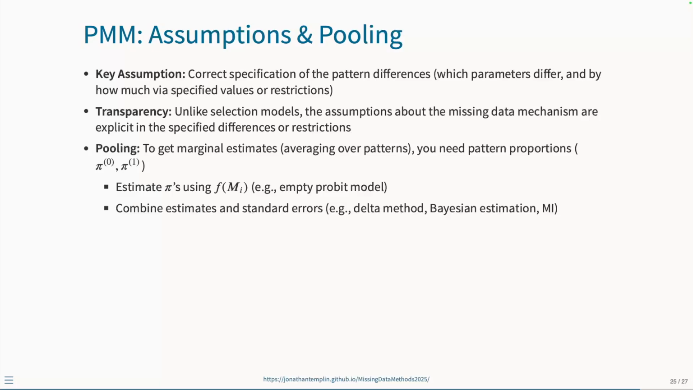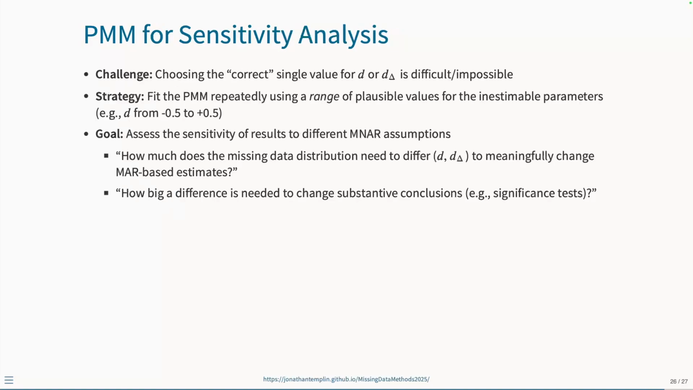Anyway, transparency is another problem assumption. Unlike selection models, assumptions about the missing data mechanisms are explicit in this process, at least. And then pooling, to get marginal estimates, you have to pool. You have to get basically pattern proportions and then somehow mix them together. That one's less hard. The pooling's less hard. The problem is what you're pooling for parameters. Impossible, right?